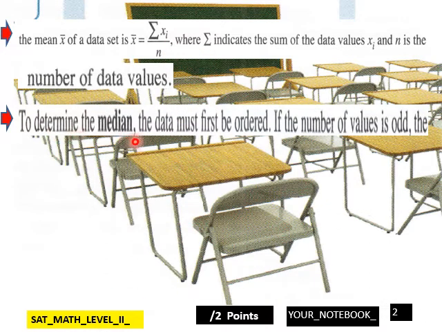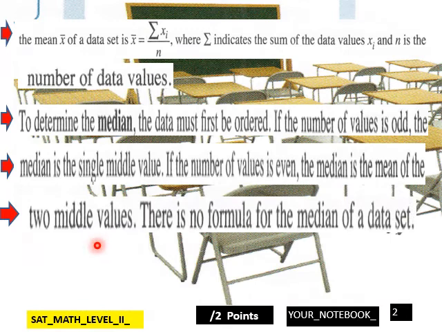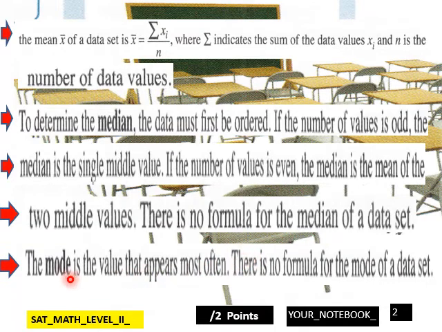To determine the median, the data must first be ordered. If the number of values is odd, the median is a single middle value. If the number of values is even, the median is the mean of the 2 middle values. There is no formula for the median of a data set. The mode is the value that appears most often. There is no formula for the mode of a data set either.